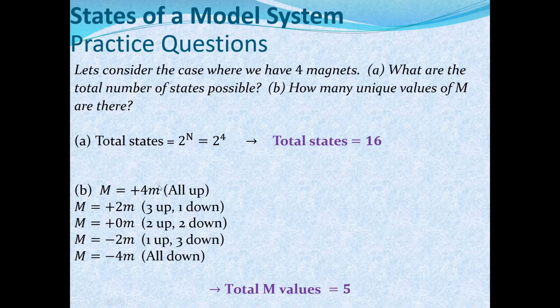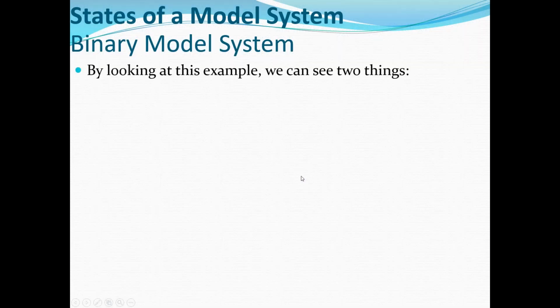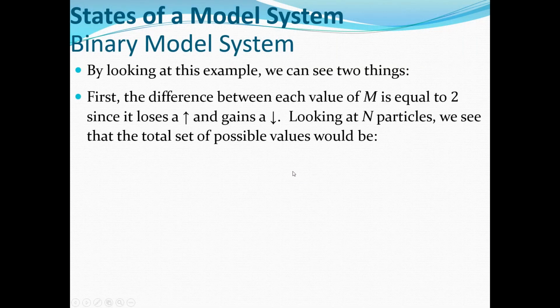Well, really quickly, I can see that all of them up would be plus 5. 4 up and 1 down would be plus 3, I believe. I would get plus 1 for 3 up and 2 down. And then each of those is mirrored, so that gets me another 3. So 6 altogether. So we can see that idea.